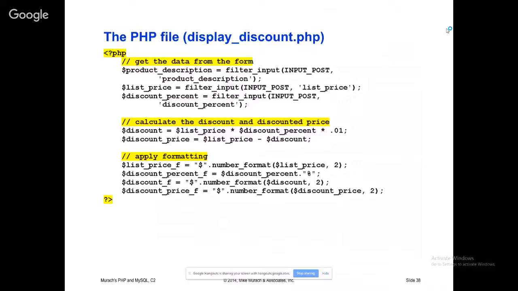All right, and then after we have ensured that the input is as we want it and stored it in the variables, then we're going to calculate the discount and discounted price. And here we multiply by 0.1 because, assuming the user entered discount percent 20, we need to convert it to percent. So it's going to shift 2 decimals and make it 0.2, right? And then we apply formatting. So that's another function we talked about, number format.